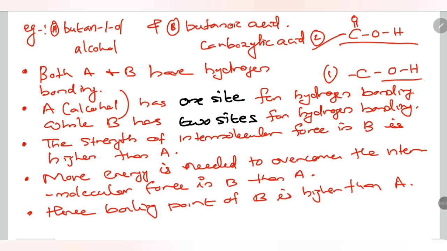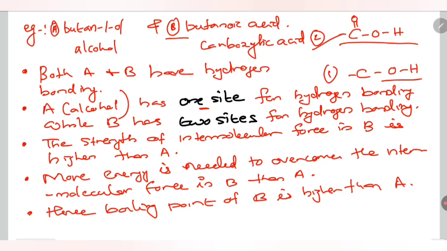So when you look at my point 2, I wrote all the points. So when you look at point 2, you are going to state alcohol or compound A has one side. You must always use this word, one side, for hydrogen bonding, while B has how many sides? 2 sides for hydrogen bonding. So this is important, you have to follow the same. When I say one side, it means one place where it can create hydrogen bonding, but the acid has 2. Okay, right. So which makes the strength of intermolecular force in B higher. B is our acid here, right? B is higher than A, right?